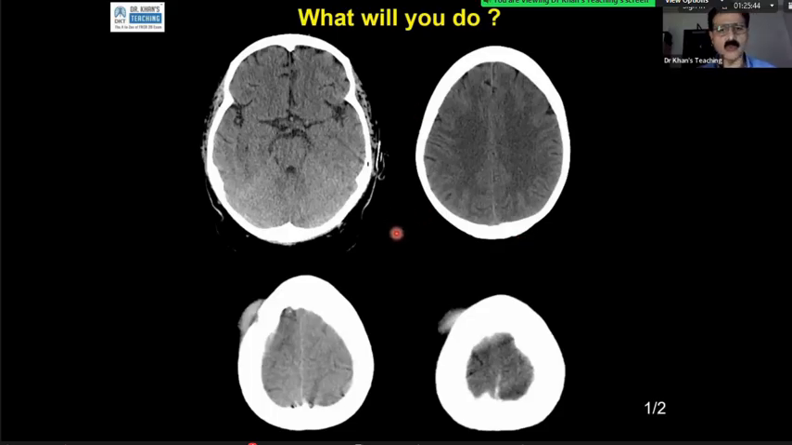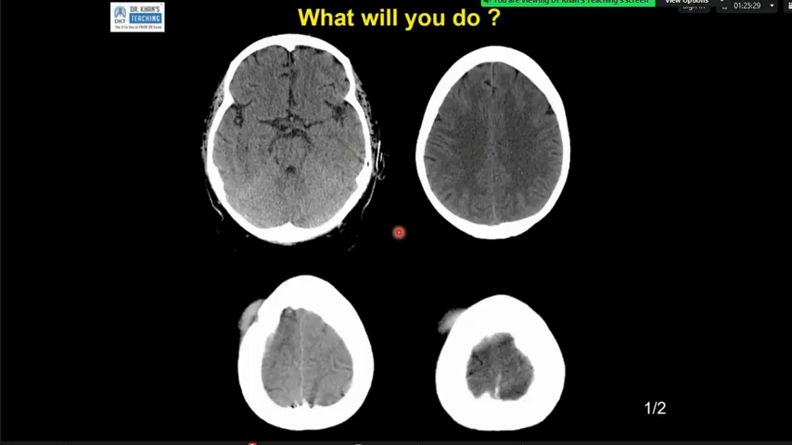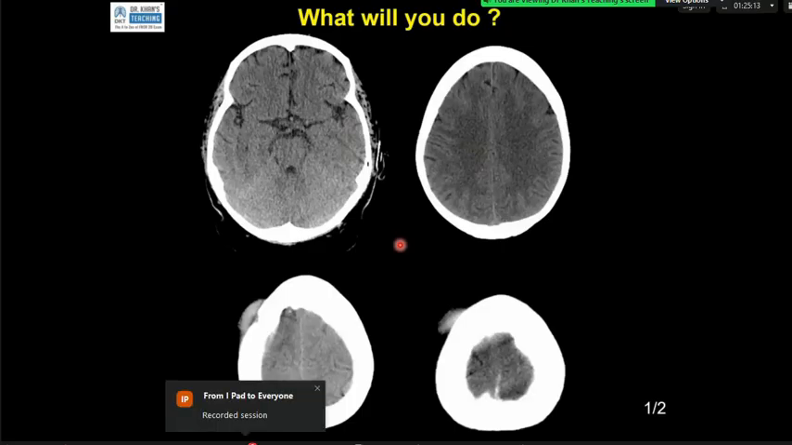candidate 2. What will you do? What is the finding and what will you ask for? I can see that there is abnormality seen in the right frontal area. I can see soft tissue area seen outside the skull in the front of the right frontal bone, and I can see that there are changes seen in the right frontal lobe itself. My next step, I will ask for post-contrast images.